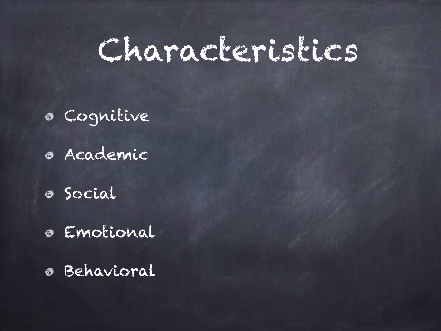Characteristics, and within characteristics, we have several different things we'll be discussing. The first of which is cognitive. And within cognitive, we have four different aspects. First is your working memory. Students with ADHD typically have poor working memory, which allows them to be forgetful and maybe not remember directions and instructions.